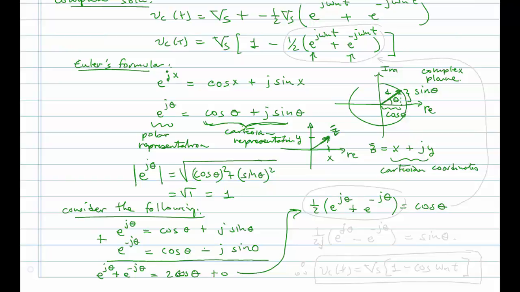We can do the same thing and show, so I'll leave this for you to practice, that 1 over 2j times e to the j theta minus e to the minus j theta is equal to sine theta.